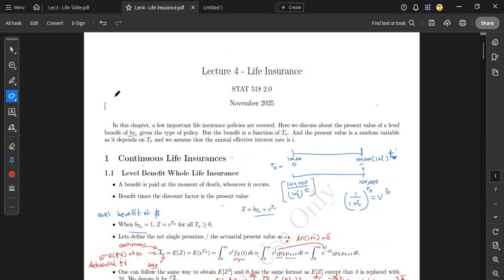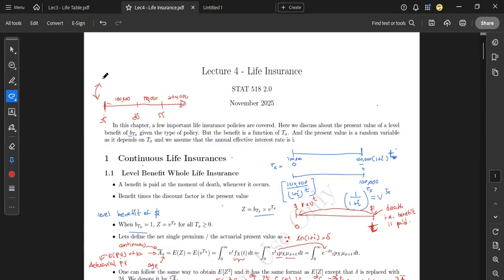Suppose you have something in here. From age 25 to 35, the benefit will be 100,000. And 35 to 55, it's 150,000. And for the rest of the life, it's 200,000.